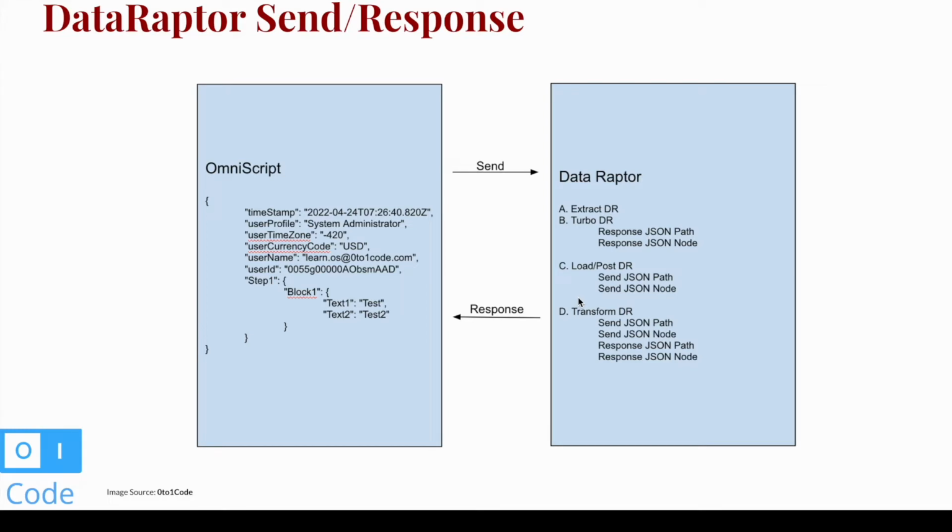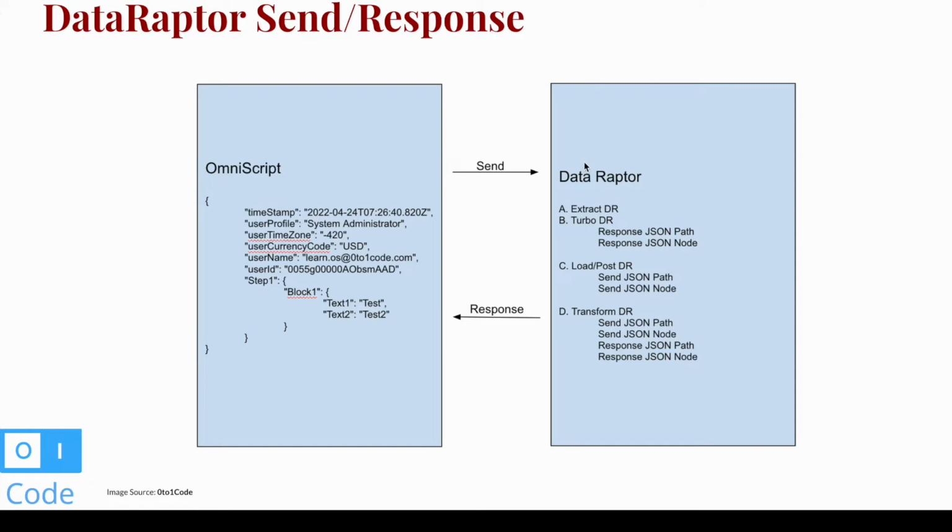Just to give you an overview, we have two Data Raptors, extract and turbo extract. That means we are getting data from Salesforce. Then we have the load Data Raptor, which means we are inserting or updating data in Salesforce. And then we have the transform Data Raptor, where we are not actually updating anything. We are just transforming JSON data from one kind of data to another kind of data.